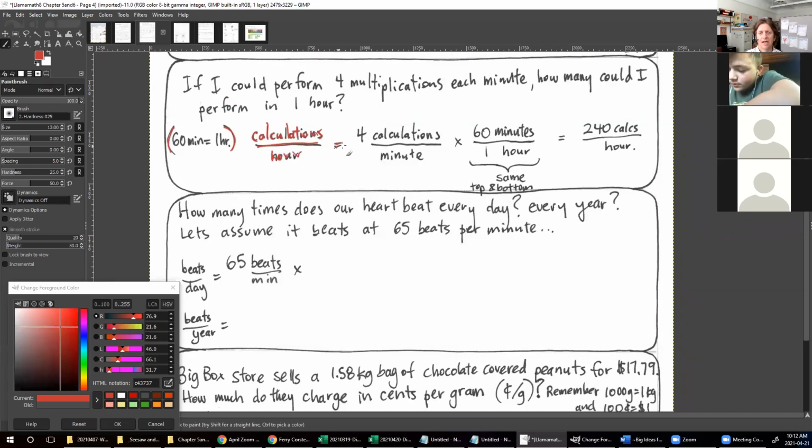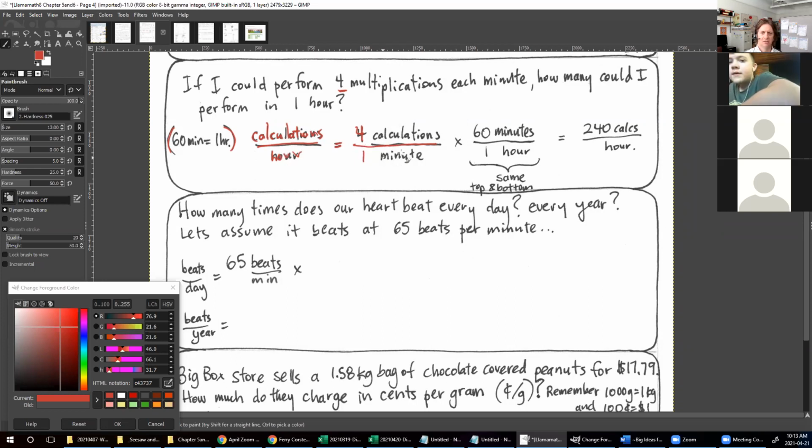So then what I'm going to do is replace what I know. Well, I know that for calculations, that's my 4, so I'm going to put that on the top of my fraction. But this is each minute. So I'm going to say 4 calculations per 1 minute. But I want it in hours. I want calculations per hour.